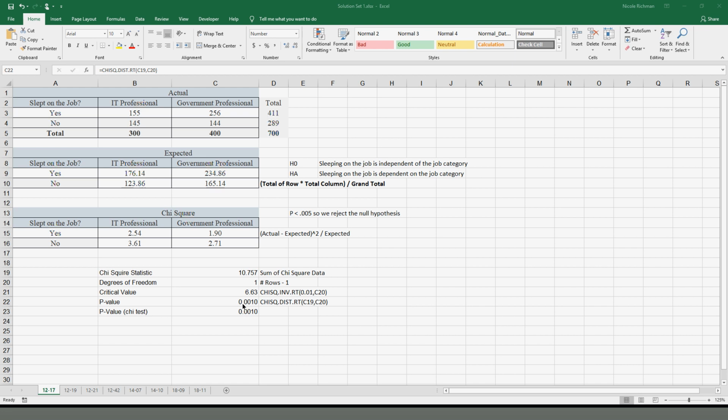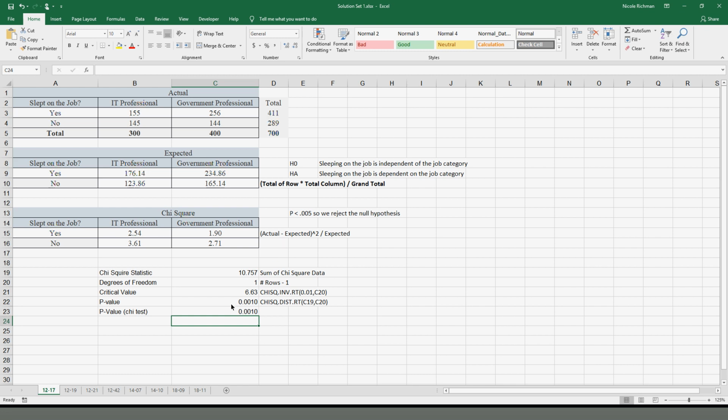And then the next thing that we're going to take is this p-value. So for our p-value, we can use the CHISQ.DIST.RT function in Excel. And the first thing it's going to ask is our x, which is our chi-square statistic, and then again our degrees of freedom. We can also accomplish the same thing by using the chi-square test formula, which is CHISQ.TEST, and then we're going to highlight our actual range and our expected range. And you can see that both come up with the same answer.